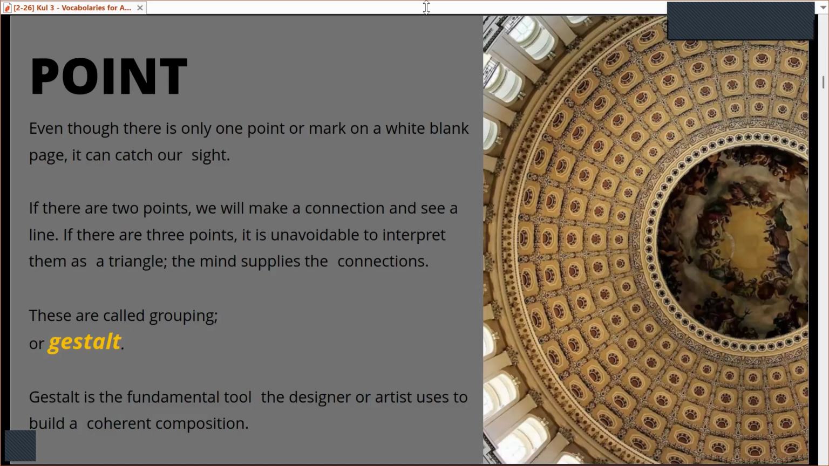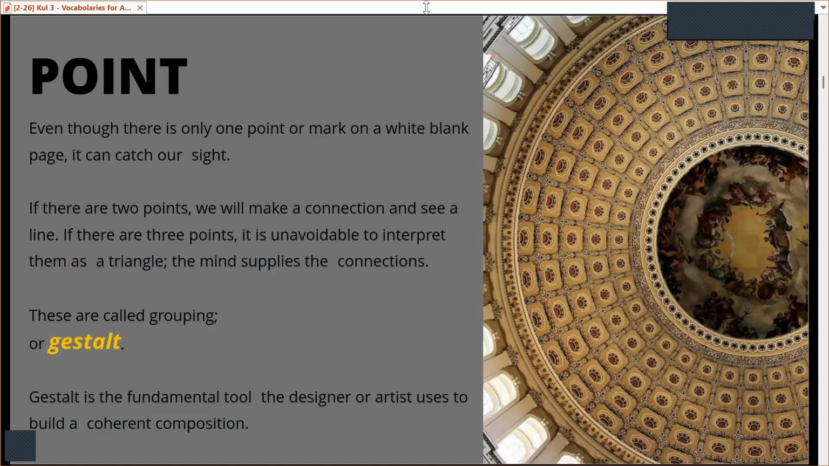Even though there is only one point or mark on a white blank page, it can catch our sight. Now, if there are 2 points, we will make a connection and see a line, the thing that we've discussed before. If there are 2 points, we tend to create a line to connect the two. If there are 3 points, it is unavoidable to interpret them as a triangle. If it is like this, 3 points, the mind supplies the connection.